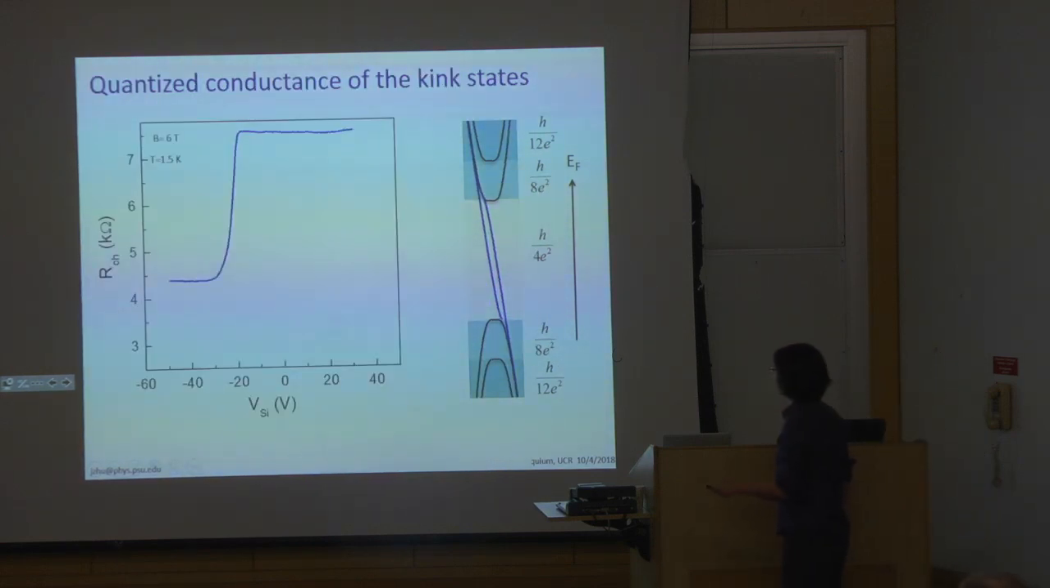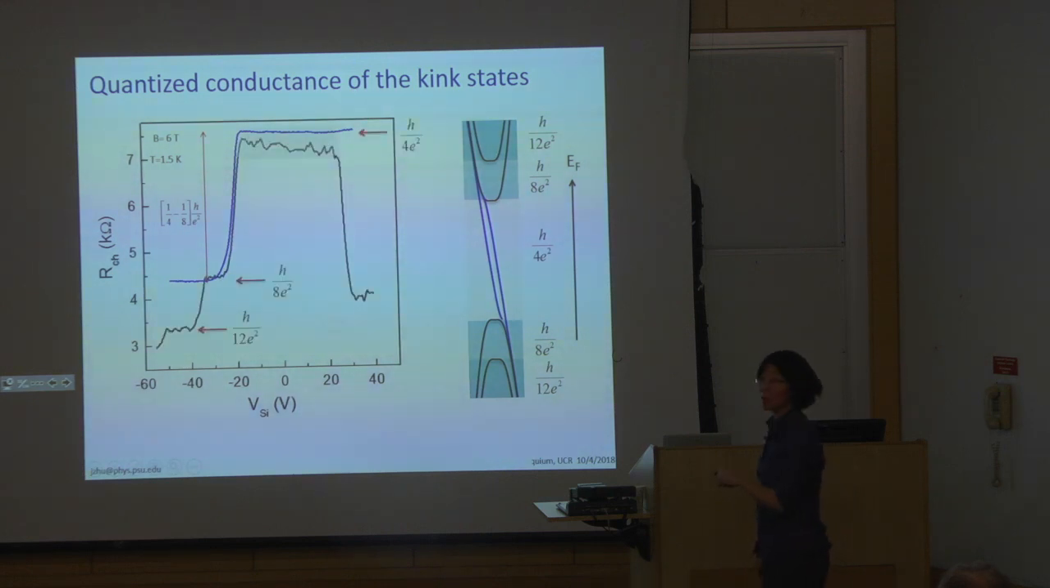So this is showing the resistance of one channel as a function of the silicon gate, which I use to sweep the Fermi level. You see two plateaus. This plateau is roughly h over 4e squared. This one is roughly h over 8e squared. The difference between them is precisely the difference between these two.